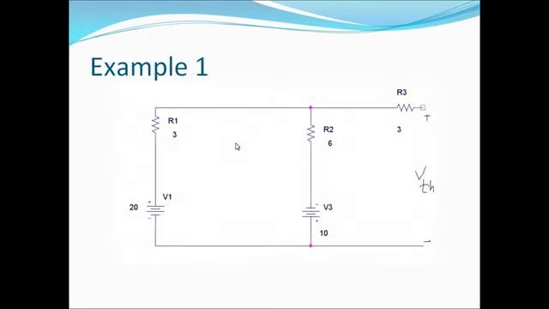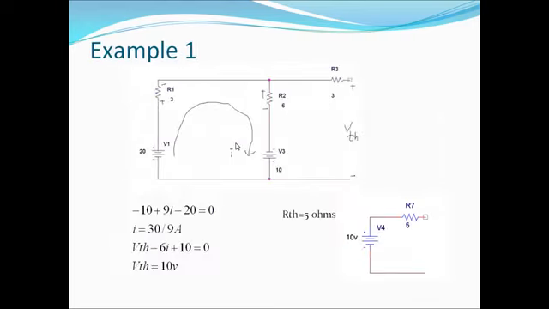So let's see how to solve this. Here on the left side we have the 20 volt source and here we have 10. So just define a current I. Using KVL, trace back from this 10 volt: minus 10 plus 9I, that is plus 6I plus 3I, 9I, minus 20 is equal to 0. So you can get I equal to 30 by 9 ampere.